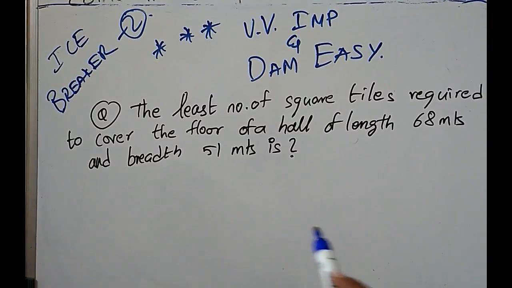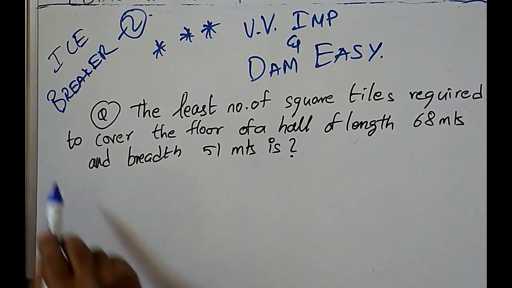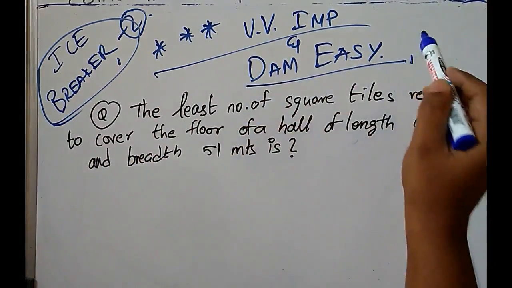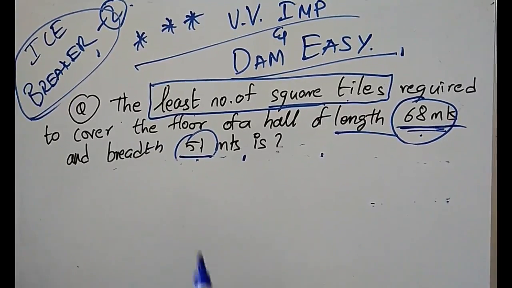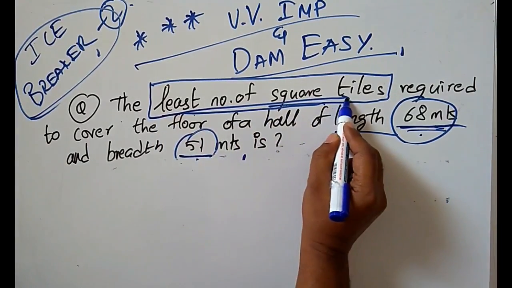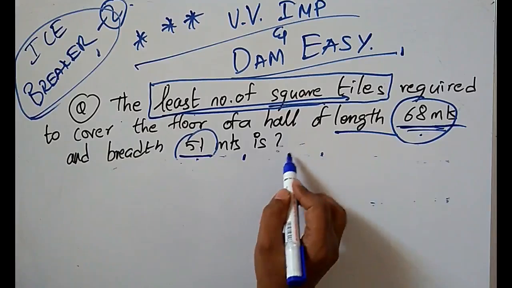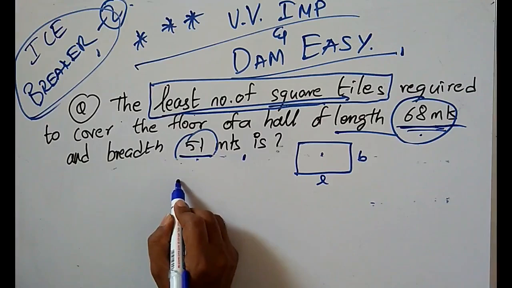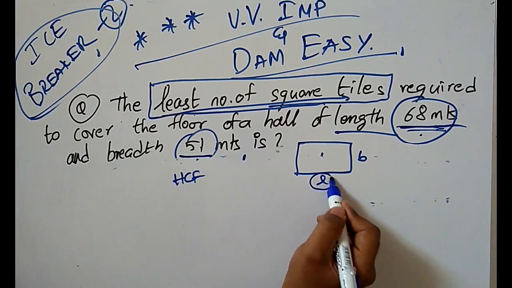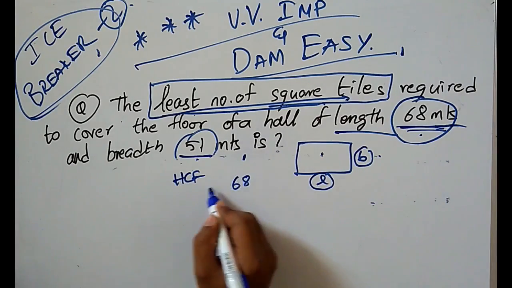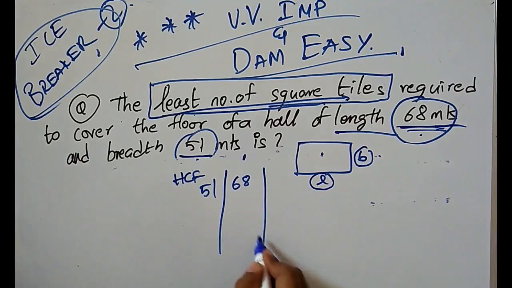Hello friends. Yes, we have come to the interesting part of our video, and this is innovative and it is called icebreaker. Friends, it is very important and very easy. Whenever you get a problem like finding the least number of square tiles for a floor of given length and breadth, you just find the HCF of this length and breadth. Here the length and breadth are 68 and 51. How to find the HCF?